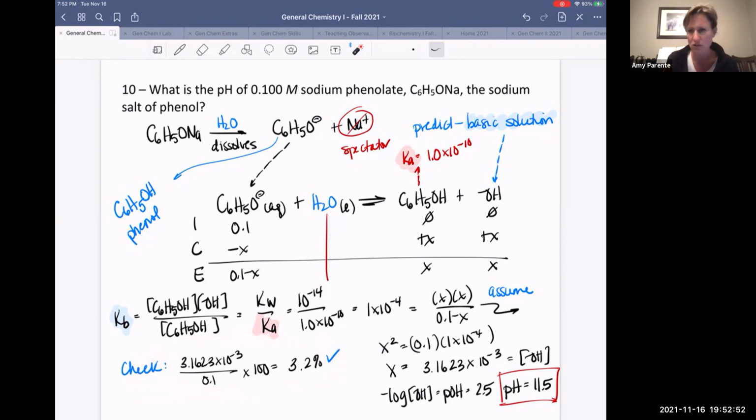I'll always show you a check just because it's a good thing to do. In this case, our check still falls within the 5% rule, so it was okay to make a simplifying assumption. I am not going to give you a problem that will fail your check, but it's just good practice to be in.